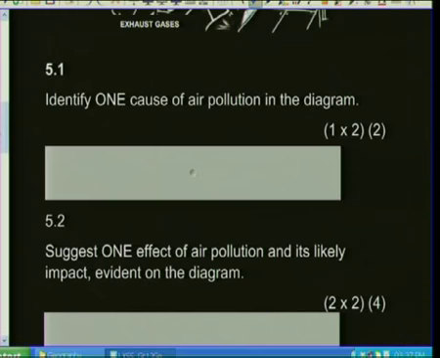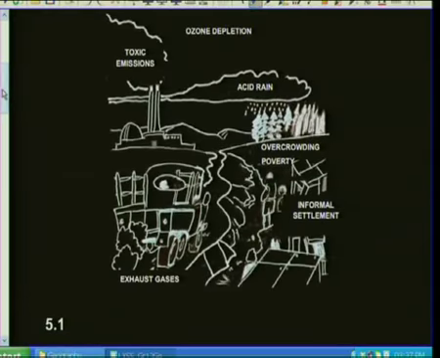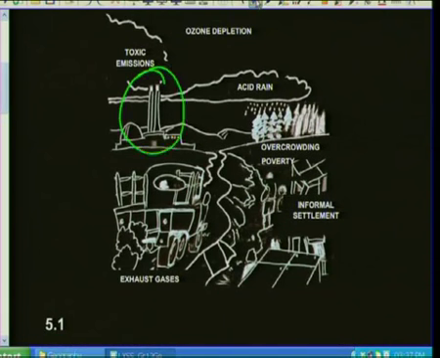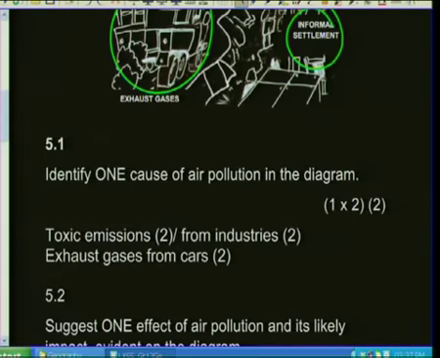Let's take a look. 5.1, identify one cause of air pollution in the diagram. Very straightforward. We've got a whole bunch of them. Here's our pollution coming out of our factories. We've also got a nice big vehicle here. That's going to be pouring pollution into the air. We've also got an informal settlement. Don't forget, those guys generally don't have electricity linked into the houses, so they're going to be burning stuff. 3 options, any of which will be correct. Toxic emissions from industries, exhaust gases from the cars, and you can also have domestic combustion.